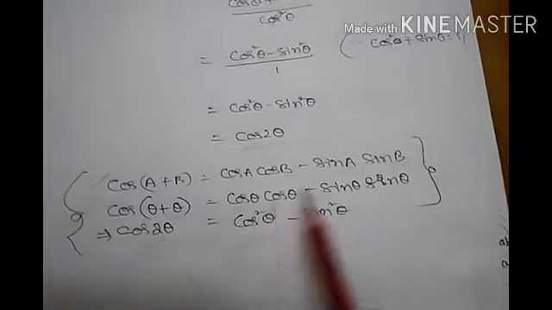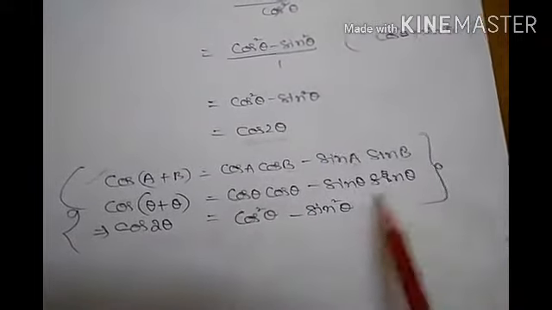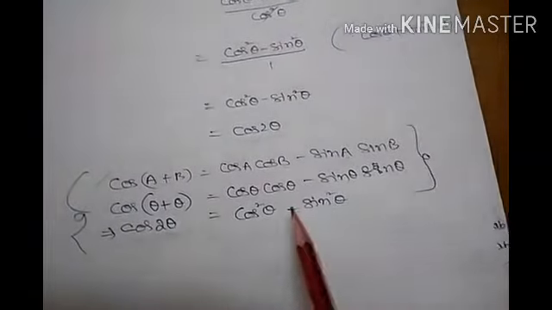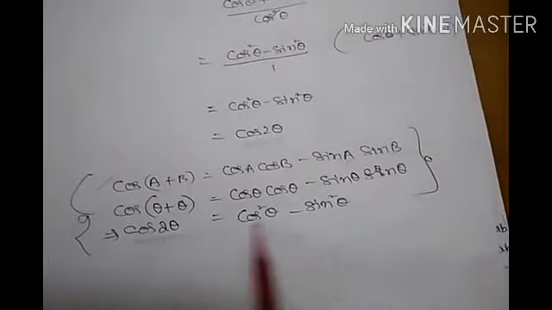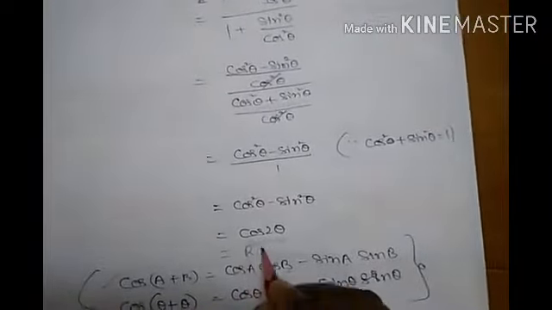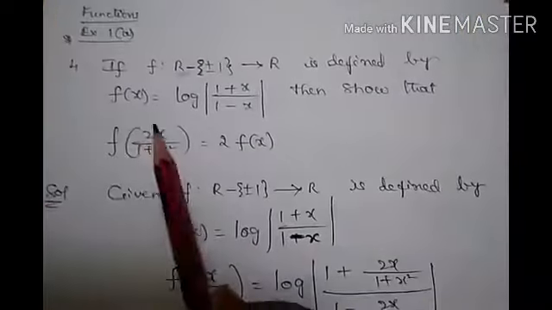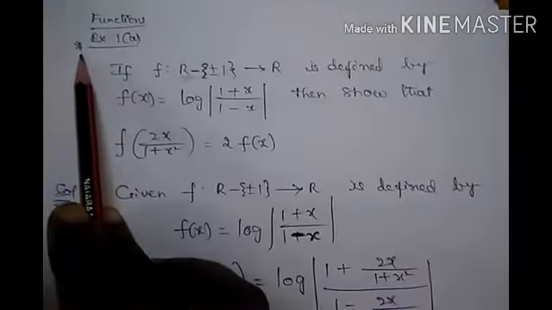Then cos 2 theta equals cos theta into cos theta, which becomes cos square theta. Sin theta into sin theta becomes sin square theta. So cos 2 theta equals cos square theta minus sin square theta. By using this formula, you got f of tan theta equal to cos 2 theta, which is equal to RHS. Hence, the problem is proved. The next problem is important for IPE.